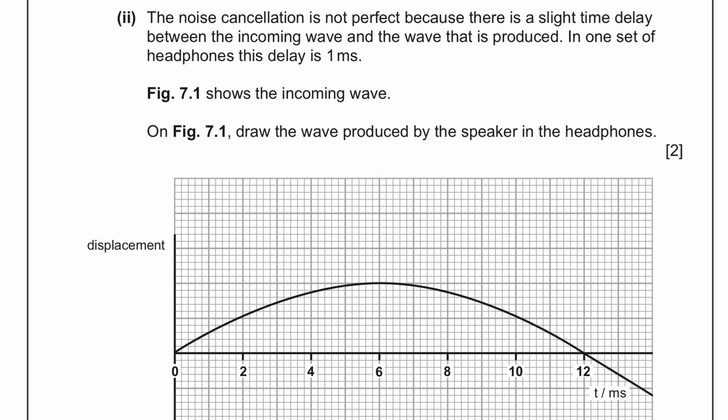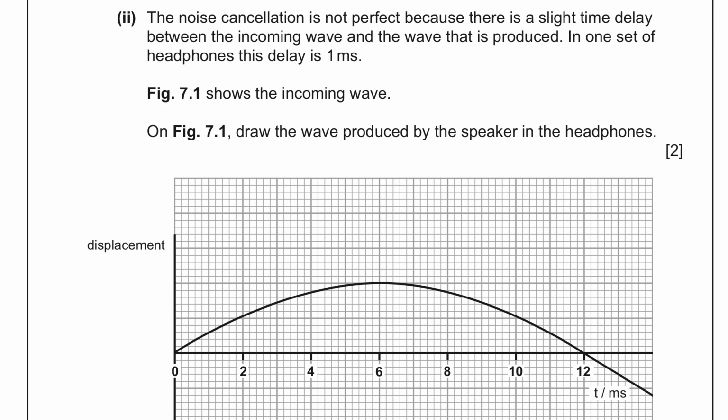Okay, part 2. The noise cancelling is not perfect because there is a slight time delay between the incoming wave and the wave that is produced. In one set of headphones, this delay is 1 millisecond. Figure 7.1 shows the incoming wave. Draw the wave produced by the speaker in the headphones.